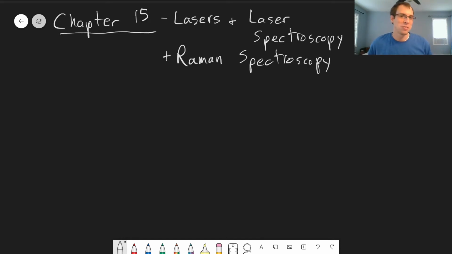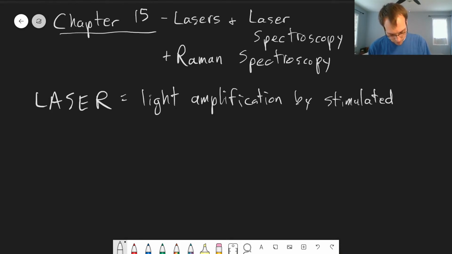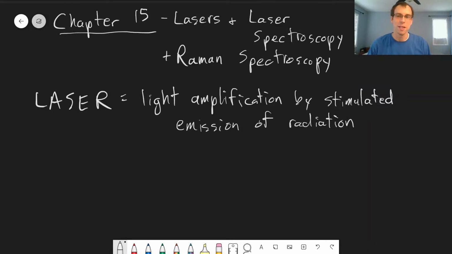So why do I love lasers so much? What makes them so interesting? So lasers, well, first of all, laser is actually an acronym for light amplification by stimulated emission of radiation. And we'll go through what exactly this means as we talk through this chapter.